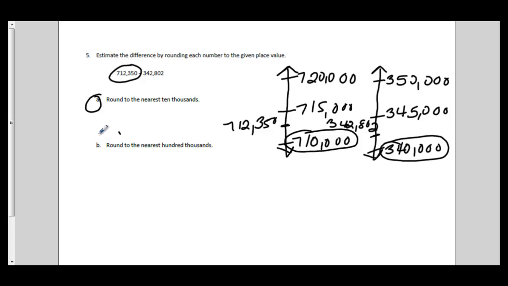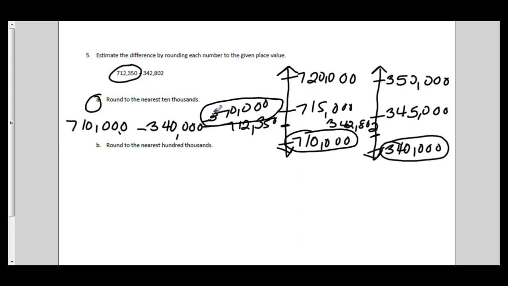So to estimate the difference, I'm going to come over here and write my math problem. It would be 710,000 minus 340,000, which would be, let's see, 710 minus 340. If I added 60, that would get me to 400. So 60 plus 300 is 360, would be 370,000. I did a little bit of mental math there. If you needed to write it out vertically, you certainly could.